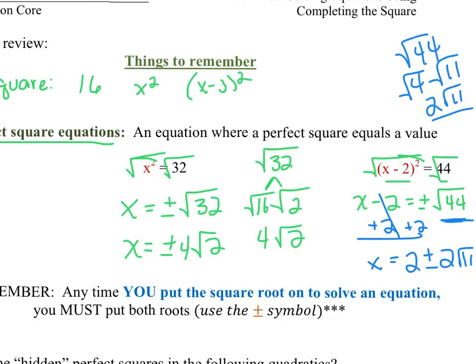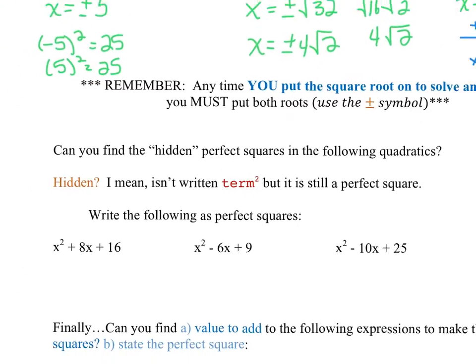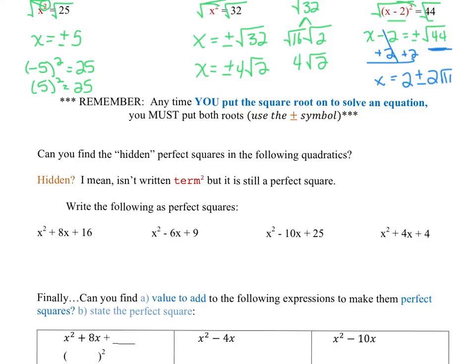Okay, so now, anytime you put a square root on an equation to solve it, so I had to put this square root on to solve it, I have to put this plus or minus because I have to take into account the idea that whenever you square something, it's positive.